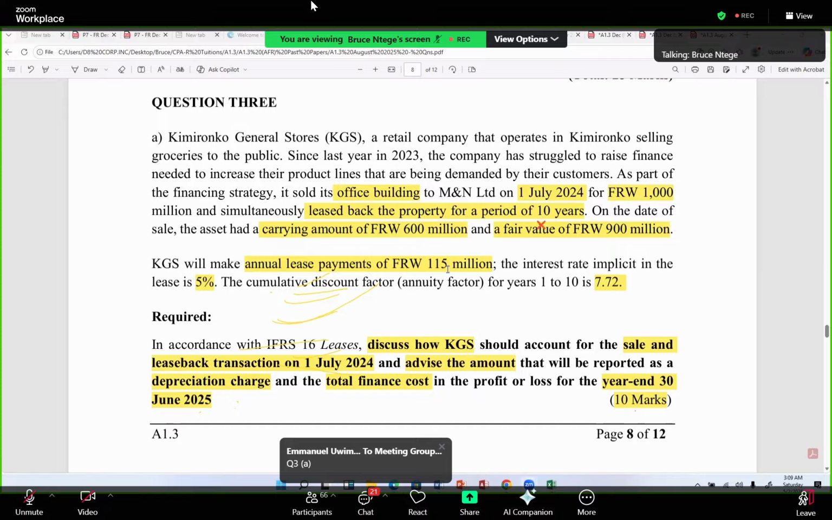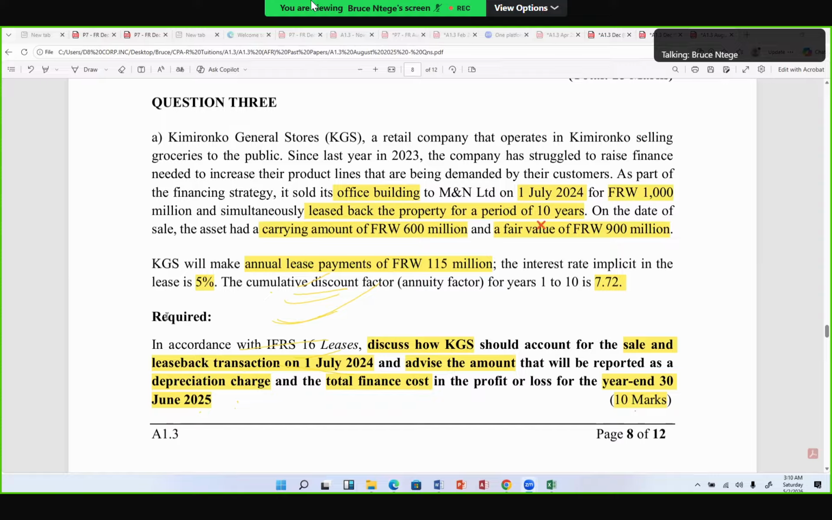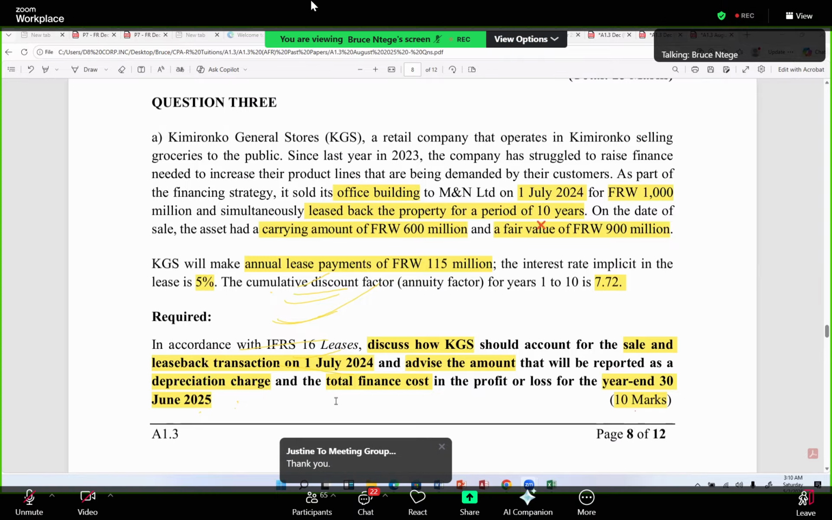Okay, so let's see. We're going to discuss how to account for the sale and leaseback on 1st July, and we're going to advise the amount that should be recognized at the end of year one as depreciation and the total finance cost for 10 marks.